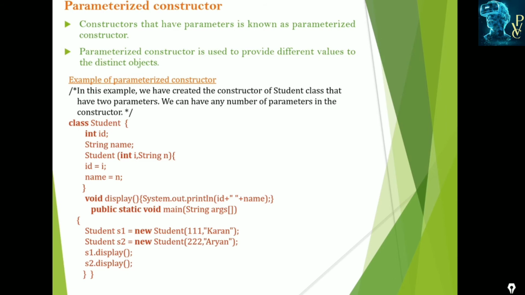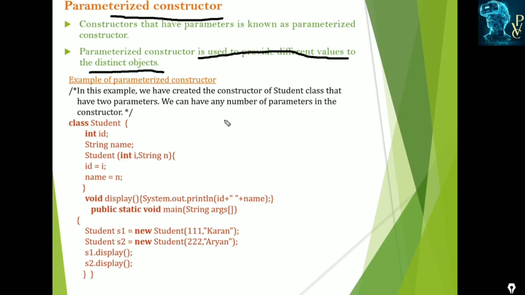Another type is the parameterized constructor. The constructors that have parameters are known as parameterized constructors. The constructor which is defined by using parameters, any number of parameters you can define, is called a parameterized constructor. These parameterized constructors are used to provide different values to different objects, if we create multiple objects.